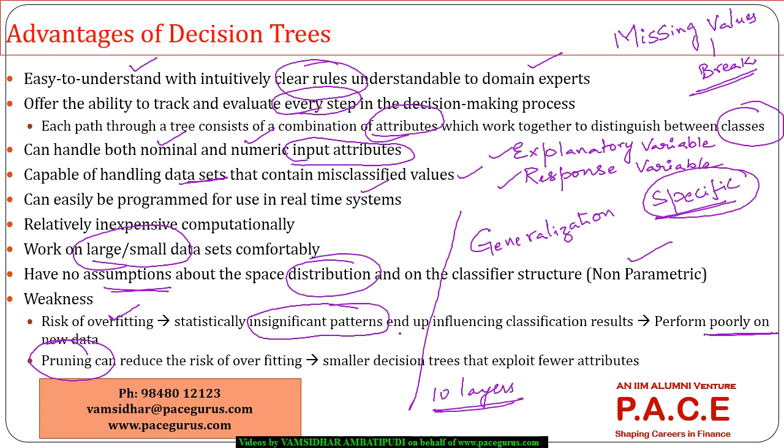It will result in a smaller decision tree. The size of the tree is very small. Only a very few important attributes that are influencing the tree will be considered. All other attributes which have a very negligible influence on the outcome would typically be ignored during the pruning process.